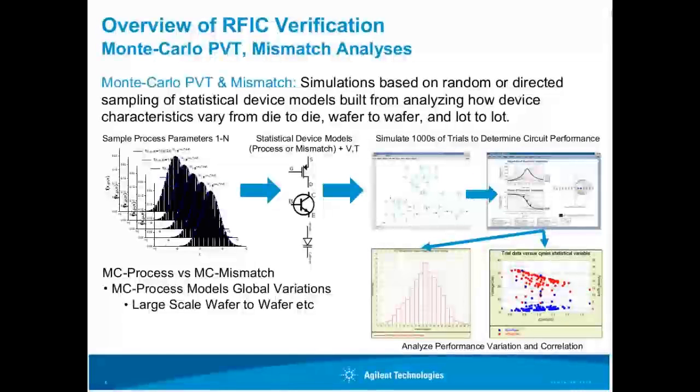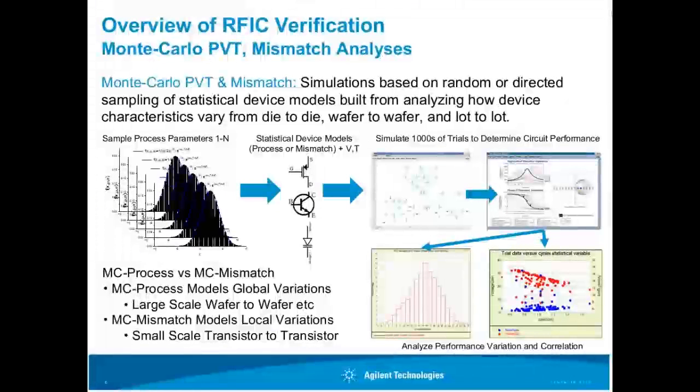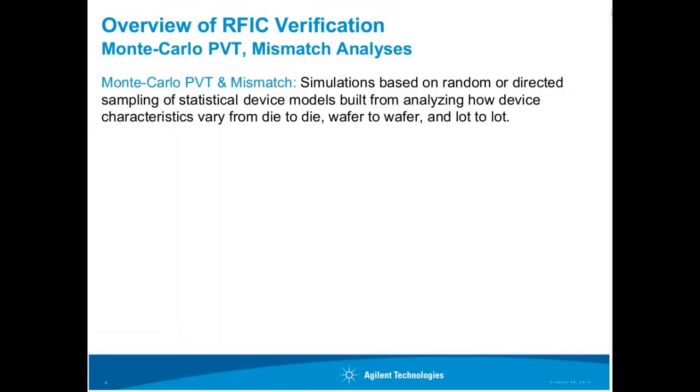Monte Carlo process models global variation. These are the large-scale wafer-to-wafer and lot-to-lot variations. So if you apply Monte Carlo process, you're typically going to see large changes of variation on the circuit. Monte Carlo mismatch models local variations. These are the small-scale variations that occur transistor to transistor, for transistors in very close proximity in the circuit. So it's functionally very interesting to be able to look at the matching of transistors that you find in the circuit. These are basically the two different types, and you might ask yourself, of course, why do I use them, or do I use them?